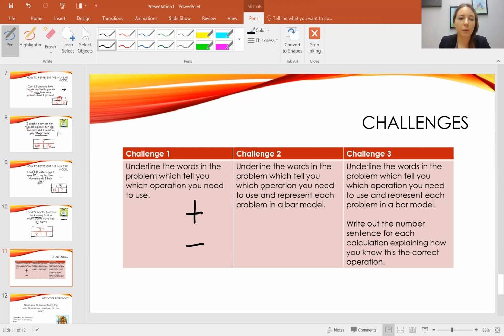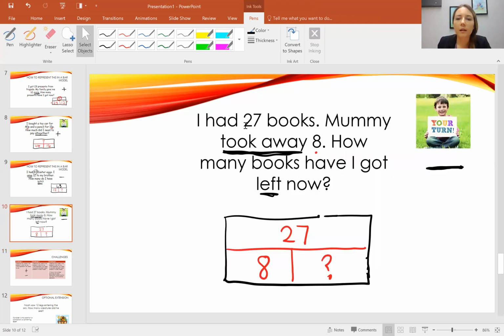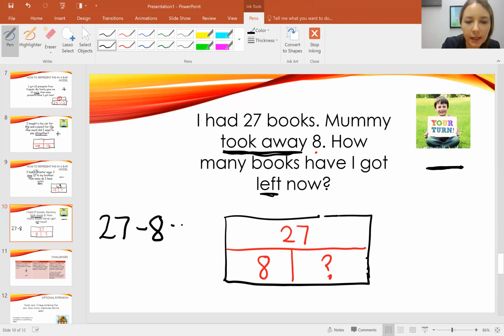I'm going to show you what I mean from this question. So I had 27 books. Mummy took away 8. How many books have I got left now? You've done your bar model. So you know, because it's a missing number problem here, that you've got to start with 27 and take away 8 to give us that amount. So 27 take away 8 equals, you can calculate it if you like, or you can put a question mark.